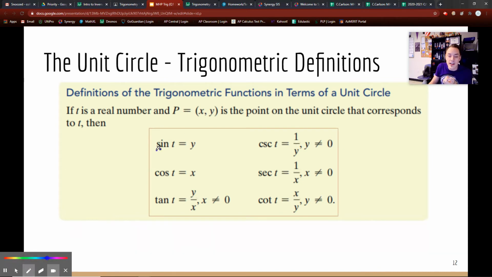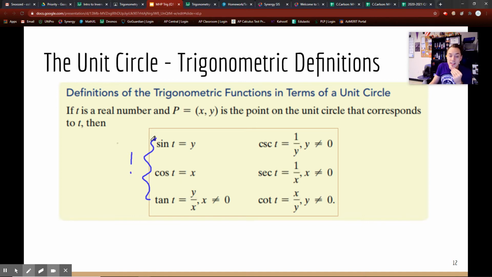Now, we already kind of did this in the last slide. We even did cotangent in the last slide. Now, the reciprocals aren't really that needed, is what I'm saying. What's really needed is the main trinity of trig functions, and that is sine, cosine, tangent.